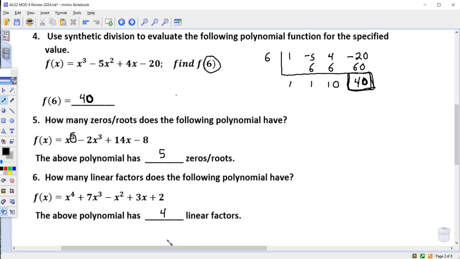So a polynomial has the same number of zeros as the degree, and the polynomial has the same number of factors as the degree. All right, although zeros and factors are not the same thing, let's make sure and keep those two straight, and we'll look at that in a little bit here as well.